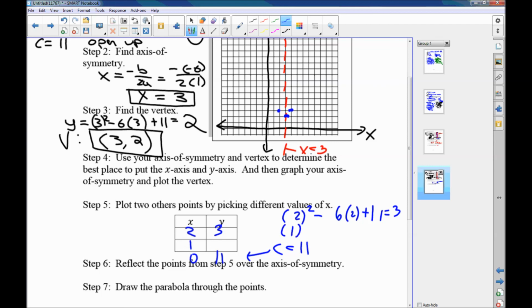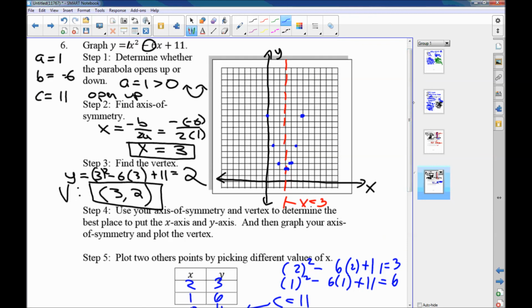So this is going to be 1 squared minus 6 times 1 plus 11. So that's 1 minus 6, which is negative 5, and negative 5 plus 11 is 6. Okay, so that's 1 over, 6 up. 1 over, 1, 2, 3, 4, 5, 6 up. Okay, and we can mirror that to the other side as well. And then we had the (0, 11), so 1 over and 11 up, 3, 4, 5, 6, 7, 8, 9, 10, 11, and we can mirror that over to the other side. And this gives us enough points to plot our parabola.